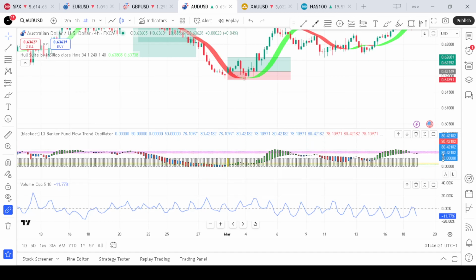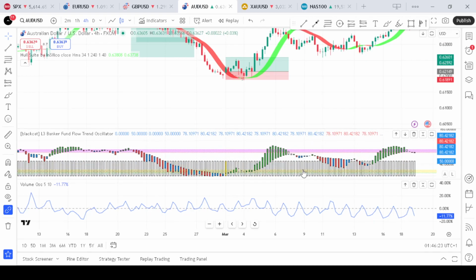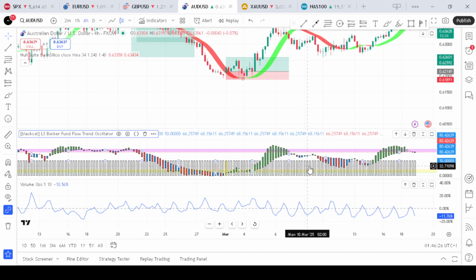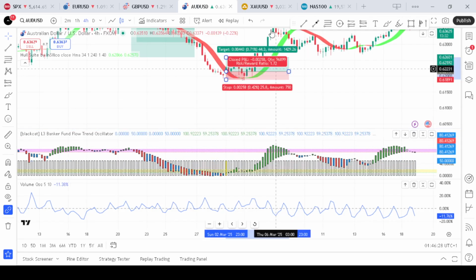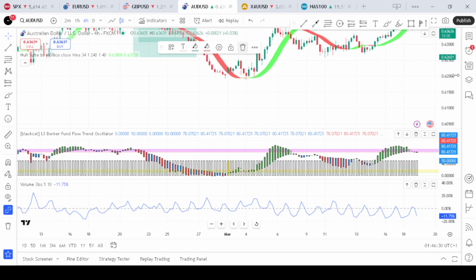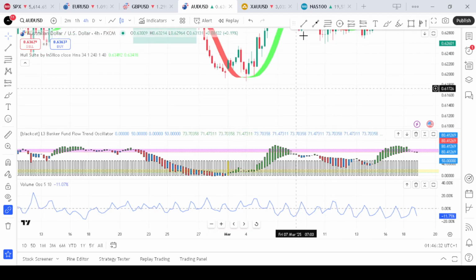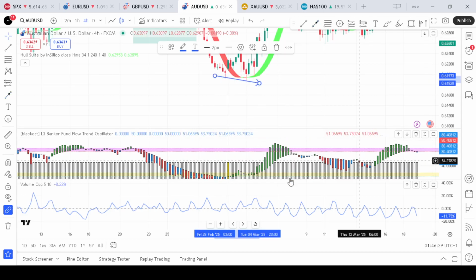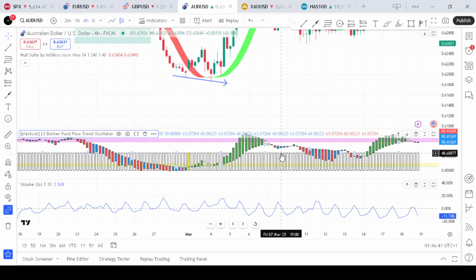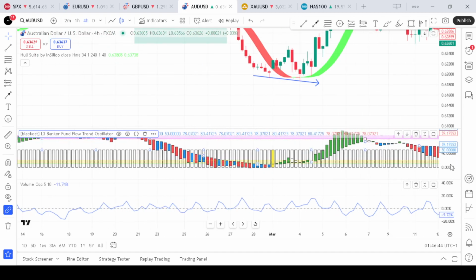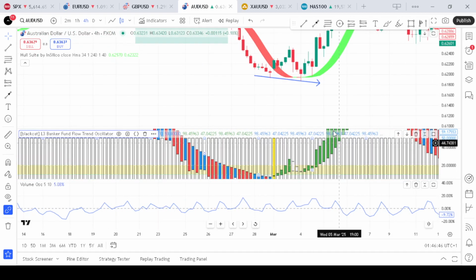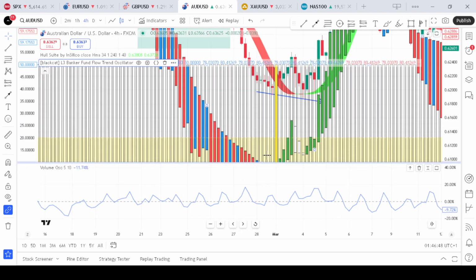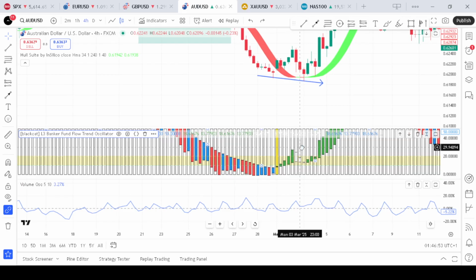A bullish divergence occurs when price makes a series of lower lows. If price is making a series of lower lows and this indicator is making a series of higher lows, as we can see in this area, price is making a series of lower lows. But if we look at that particular area on this indicator, we can see that instead of making a series of lower lows, it is making a series of higher lows.